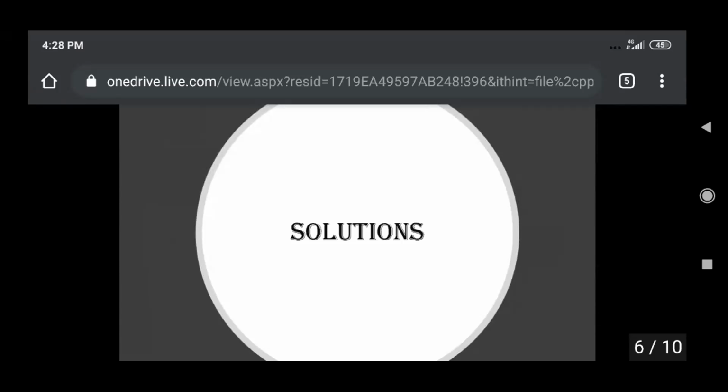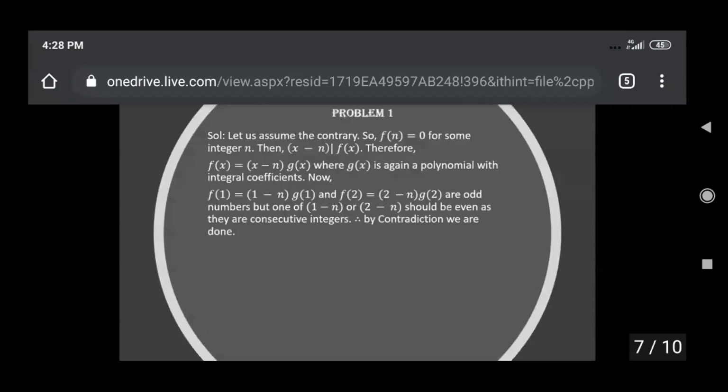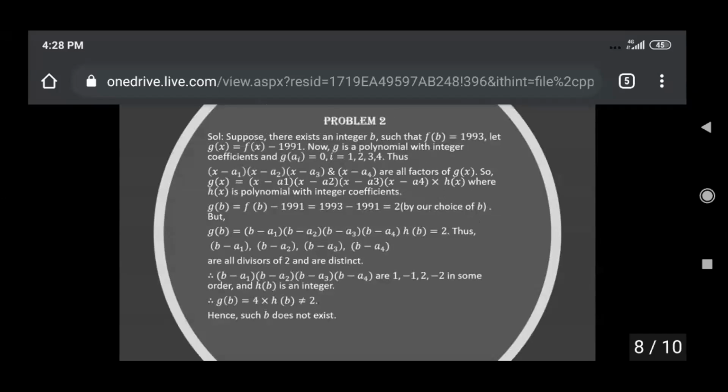Yeah, so I will start the second solution now. And all of you, please be a little bit studious. Yeah, I will start with the second problem.